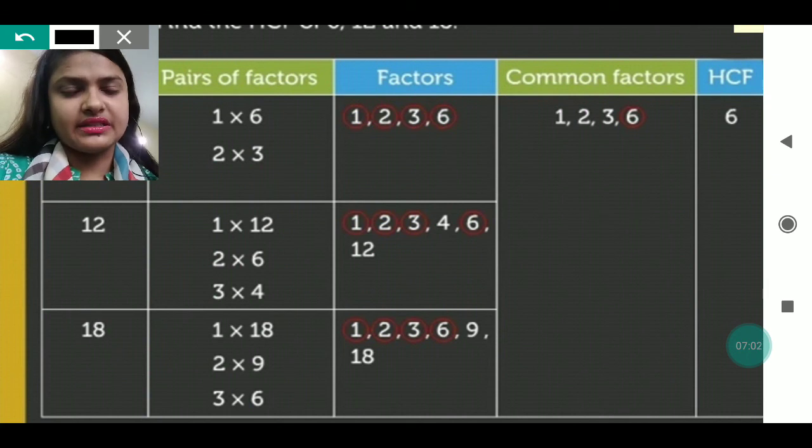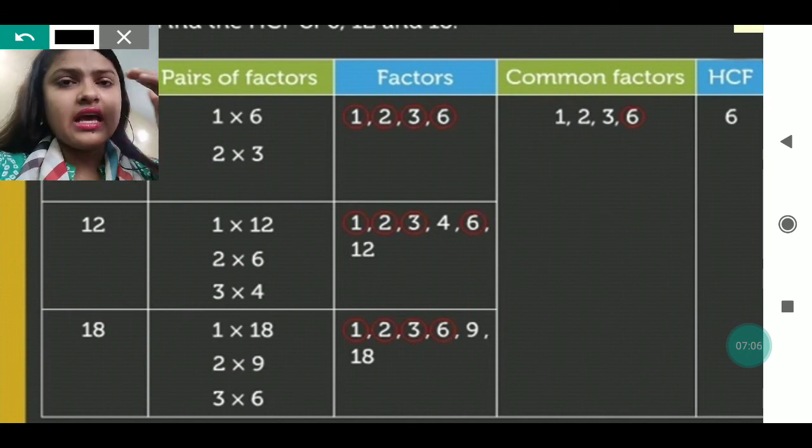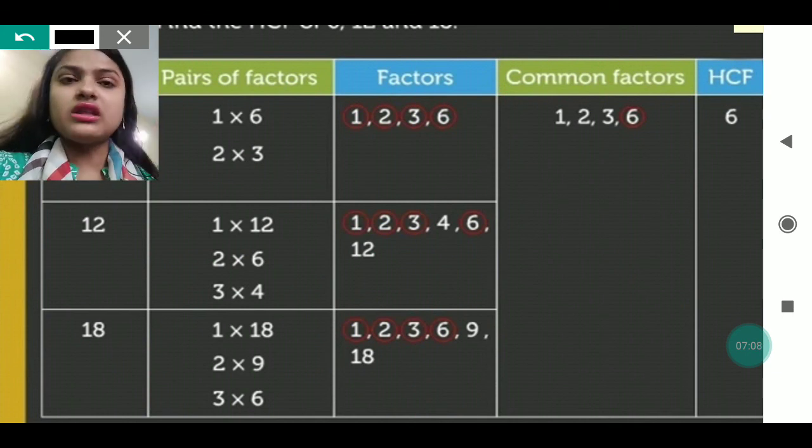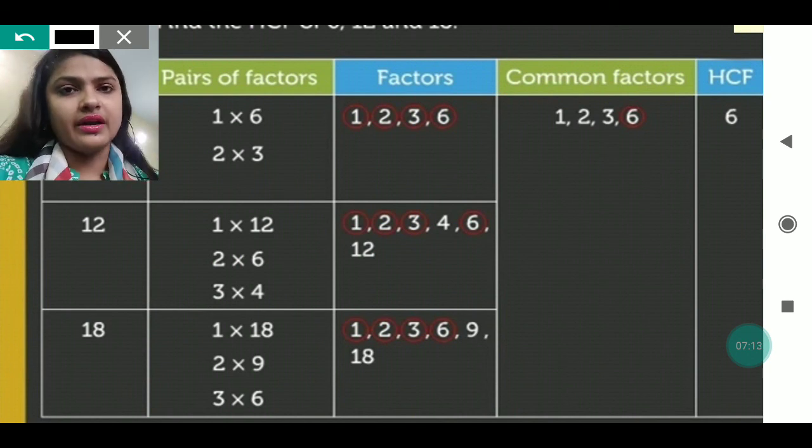This time we have to compare all 3. It is not like with 2. If 3 numbers are given, we have to compare all 3 and see. The common factor should be in all 3. It is not that we get it in 2 and in the third we do not get it. That is not common. In all the 3 it should be there.